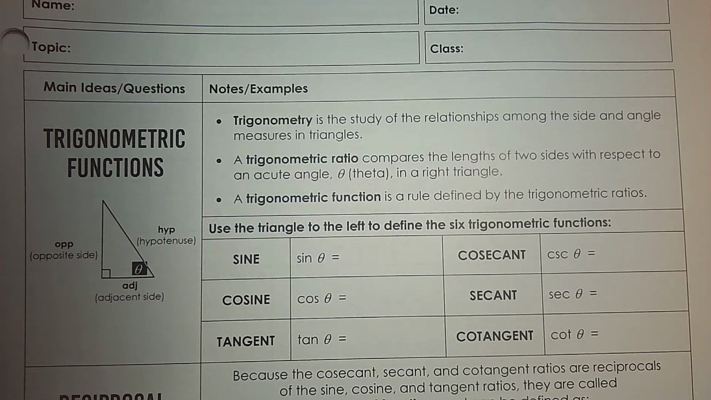Okay, next. I need you to remember right triangles. What you know about right triangles is that one angle is 90, and that you use the Pythagorean theorem to find a missing side of a right triangle. That's what you know so far. So, we're going to extend that right now.